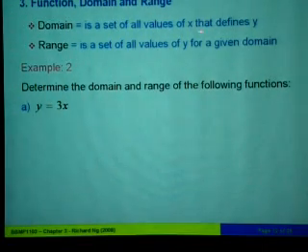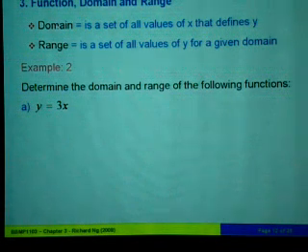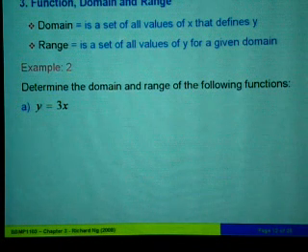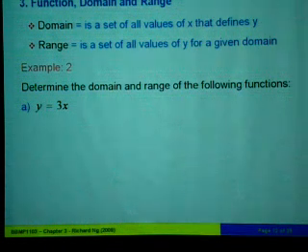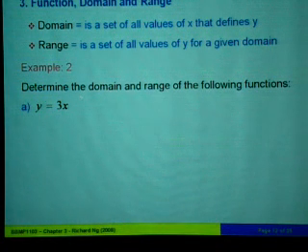y from the given domain. Alright, so range refers to the value of y, domain refers to the value of x. So let's look at example 2 here.